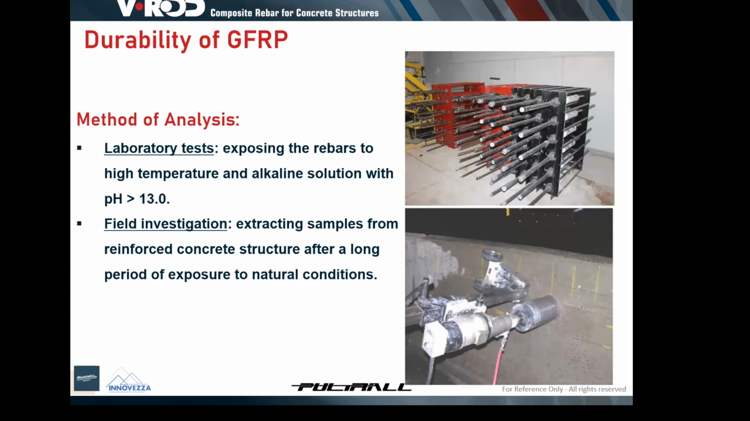The laboratory test is by putting the bars in high temperature, 60, 50 degrees, and in concentrated alkaline solution with a pH of more than 13 for a long period, for 3 months, for 6 months, for a year. Then taking out the material from this conditioning and testing it for strength retention, to see if there is any loss in the tensile strength, in the shear strength. Then we can extrapolate the results to expect the strength after 100 years, after 50 years, the service lives that we need.